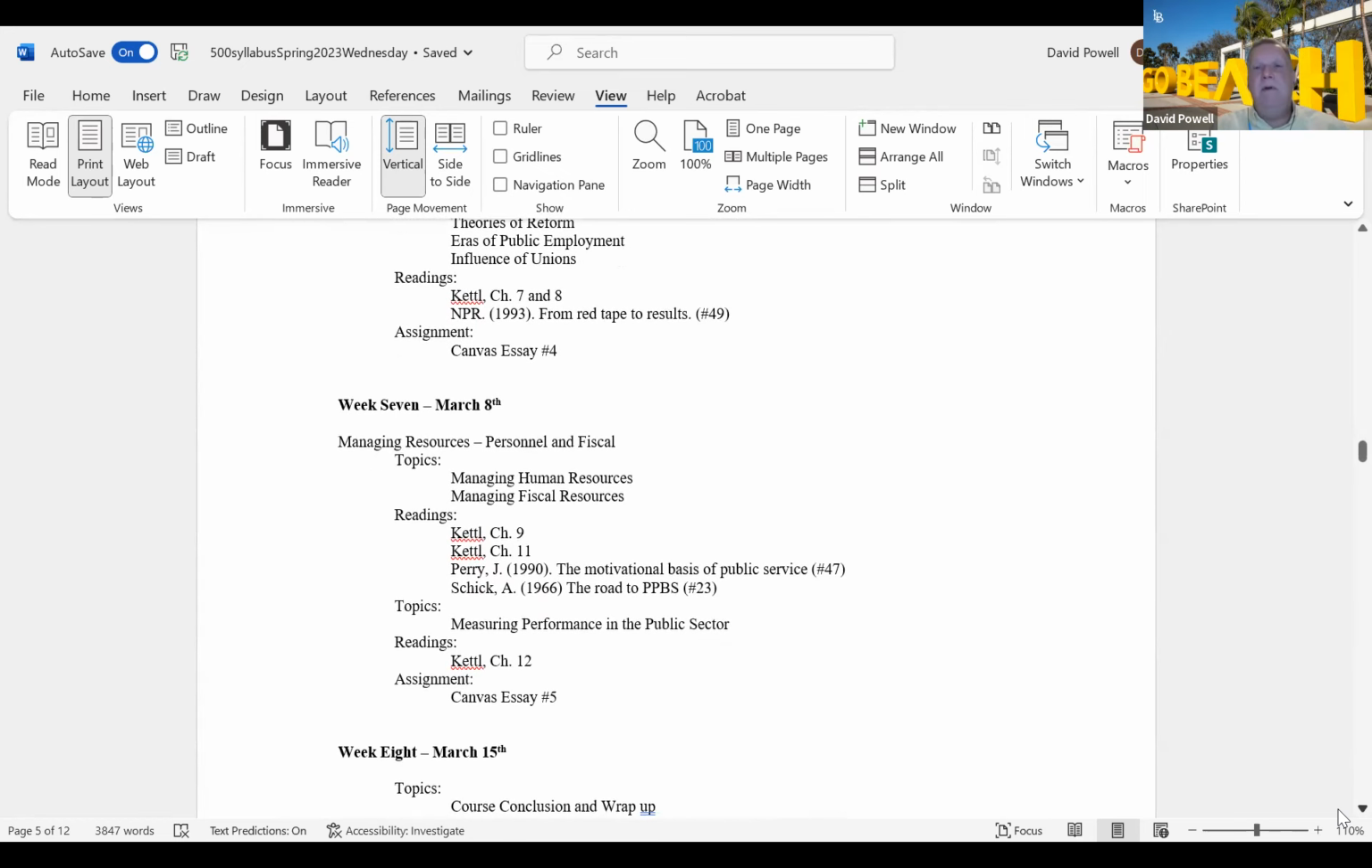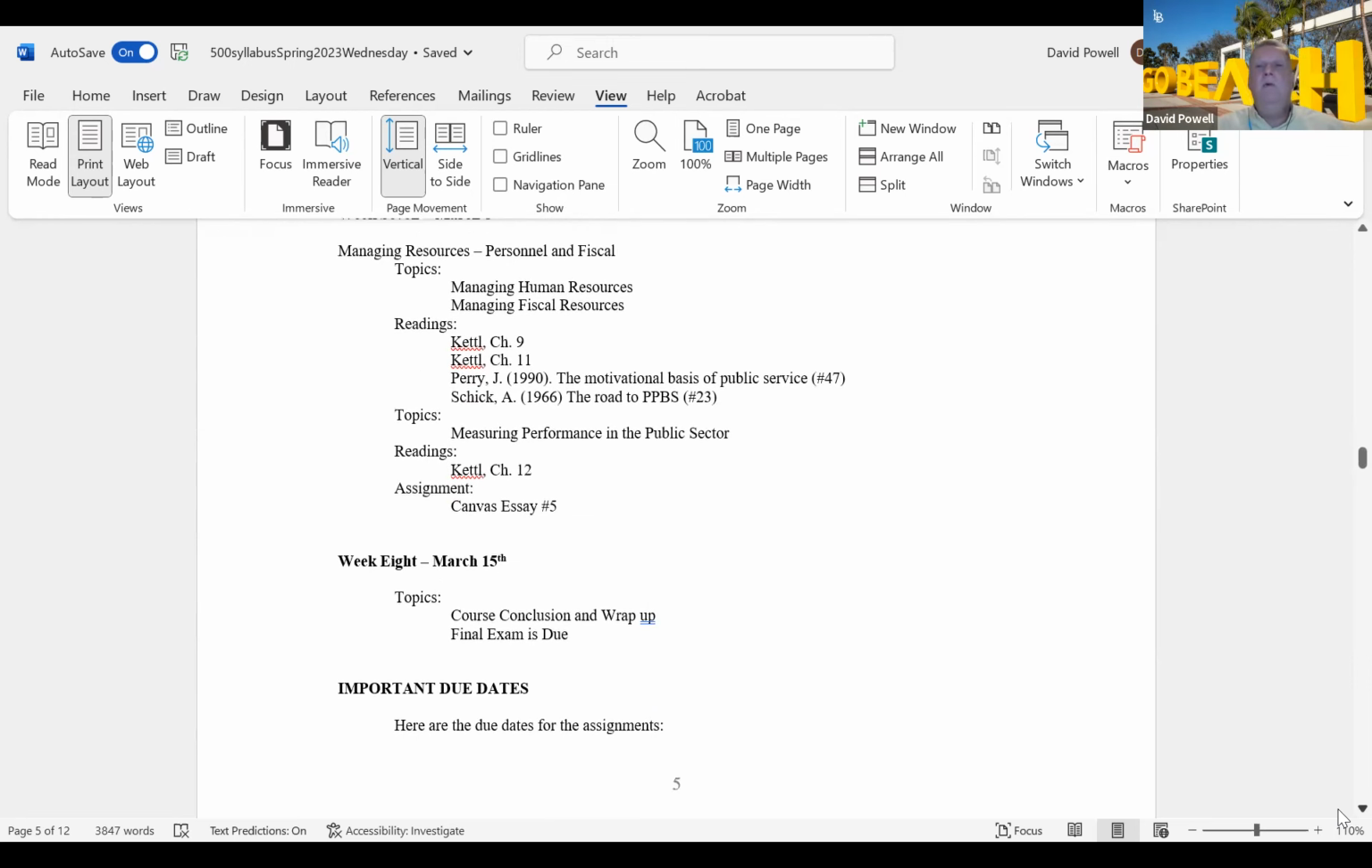And then week 7, March 8th, we will talk about the management of resources in the public sector. We'll talk about managing human resources and managing fiscal resources, the two important resources that we manage as public administrators. You have your final graded Canvas essay number 5 due that week as well.